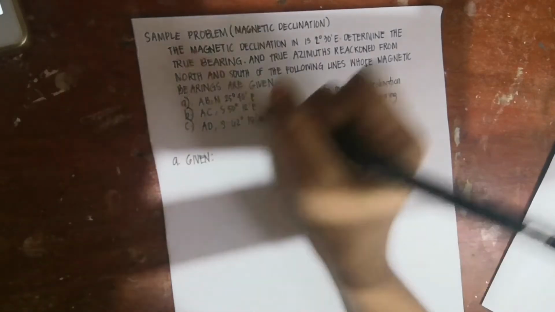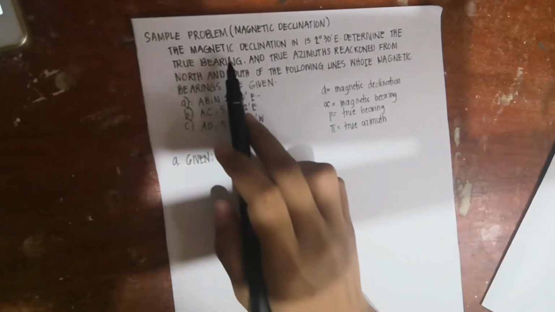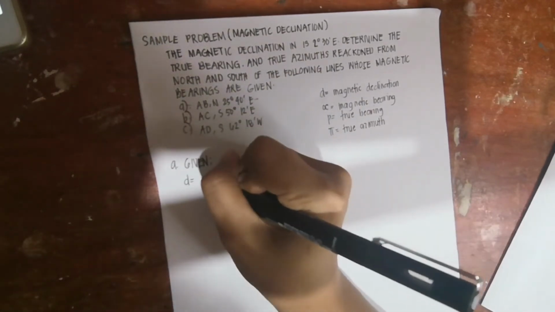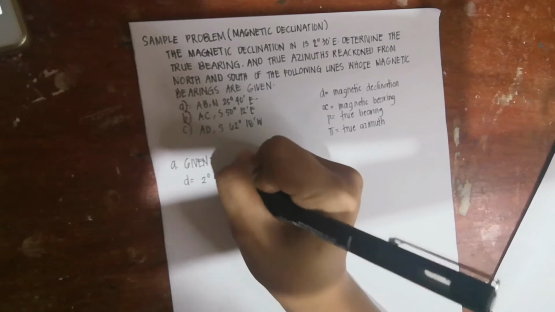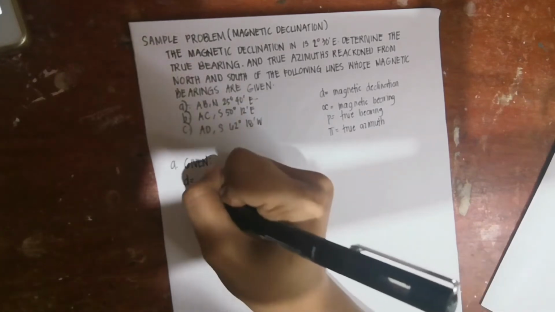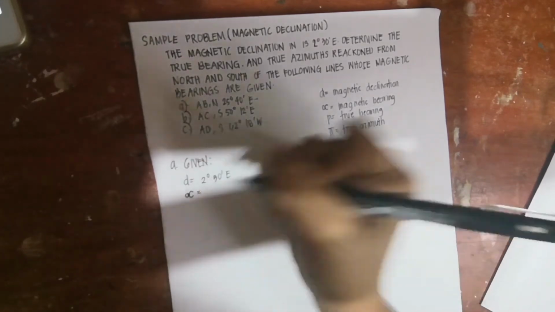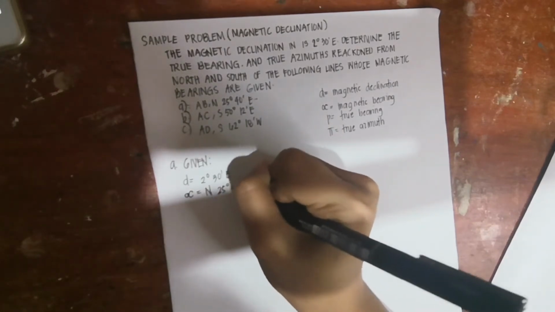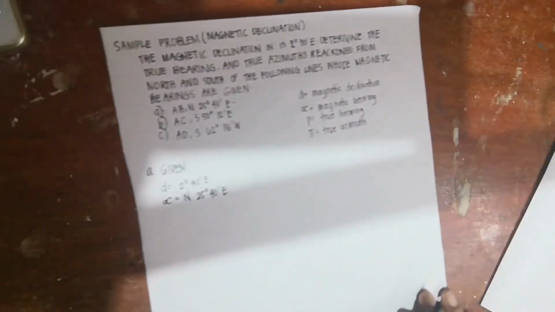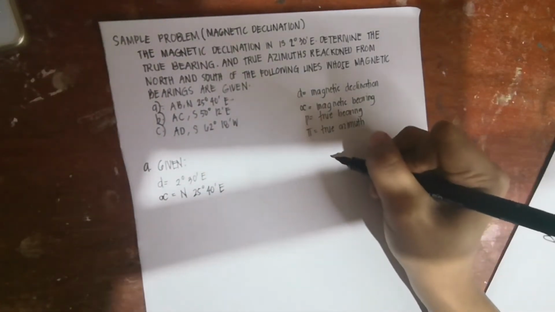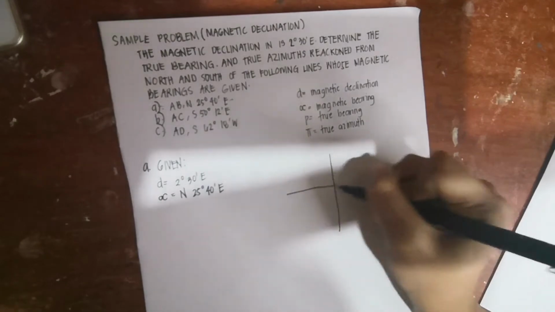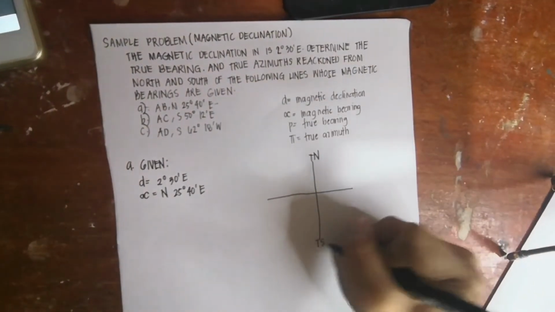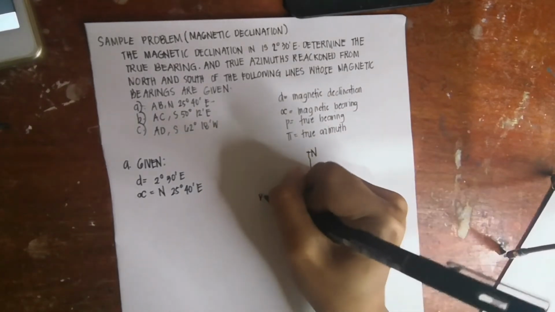So, the givens are the magnetic bearing and the magnetic declination. D is equal to 2 degrees and 30 minutes east, and the magnetic bearing is equal to 25 degrees 40 minutes east. Now, let's graph it. Let's plot the graph with the true north and true south, east and west.